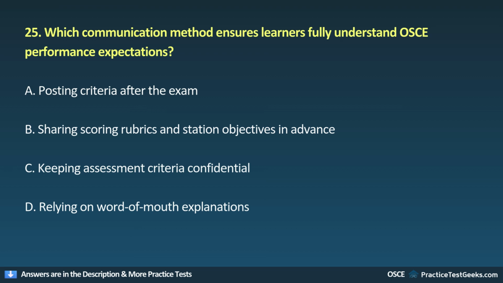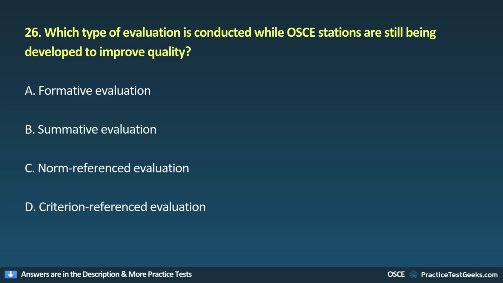25. Which communication method ensures learners fully understand OSCE performance expectations? A. Posting criteria after the exam. B. Sharing scoring rubrics and station objectives in advance. C. Keeping assessment criteria confidential. D. Relying on word-of-mouth explanations.